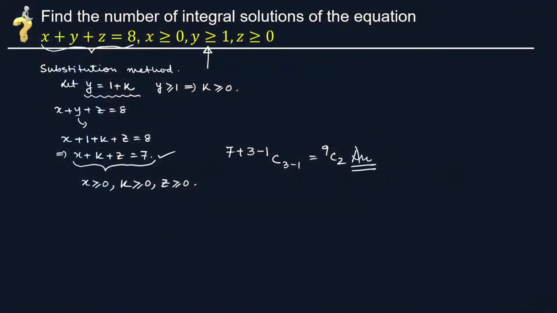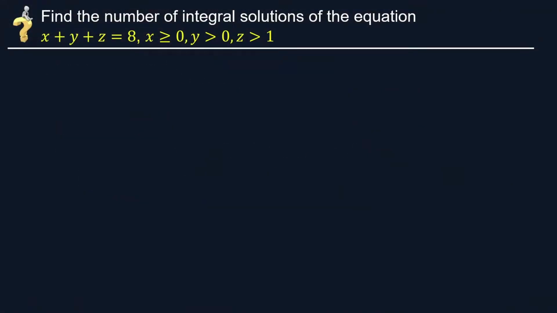Let me take another example. So this question. Here x plus y plus z is 8. x is greater than or equal to 0. Here they have given y is greater than 0 and z is greater than 1. What do you mean by that? Integral solutions you want. That is, y can take any value greater than or equal to 1, and z can take any value greater than or equal to 2. So can we use the partition method here?